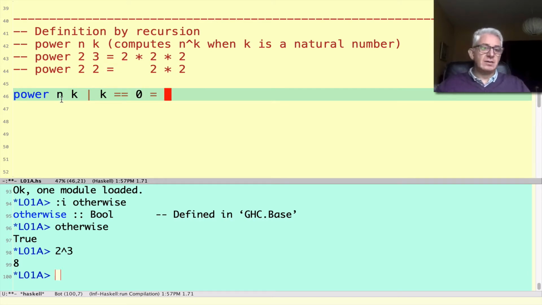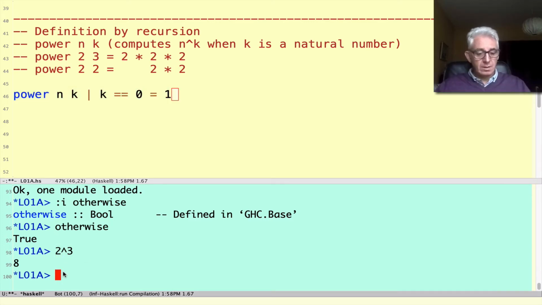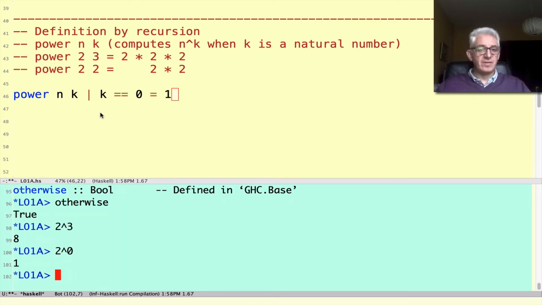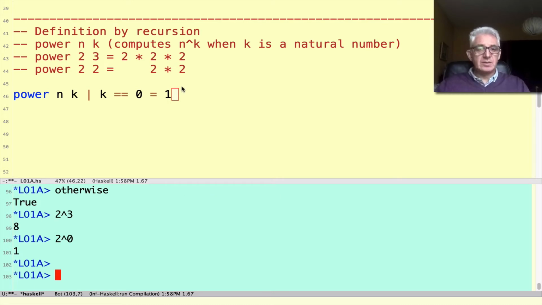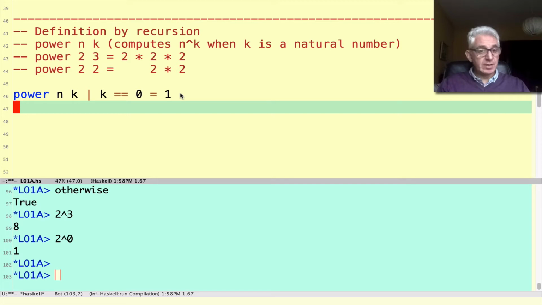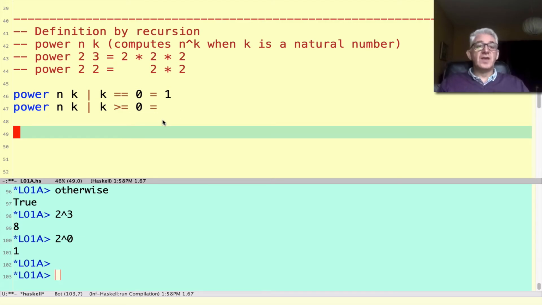And what's the answer when we take something to the power 0? Well, we take the identity operation for the exponentiation operator. It's just 1. 1 to the power 0 is 1, for example. The other case that we're going to handle is the case when k is greater than 0. power n k, I'm going to write this out. I'm not going to do any simplification just yet, so that's why I'm writing this out in longhand, as it were. So when k is greater than or equal to 0, then we're going to compute it using recursion.